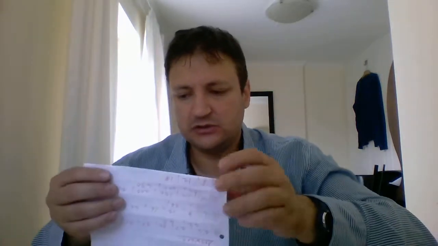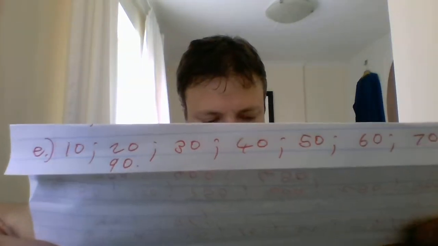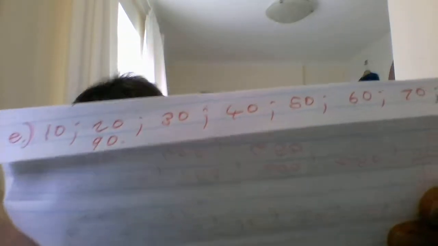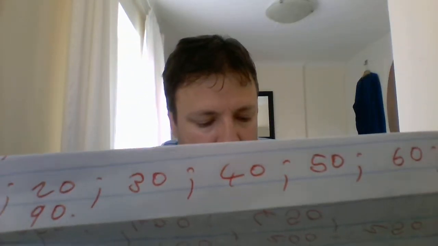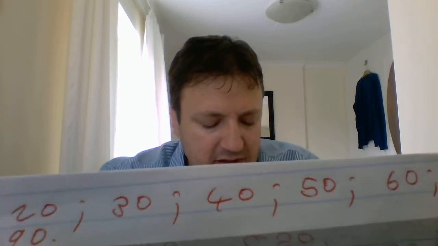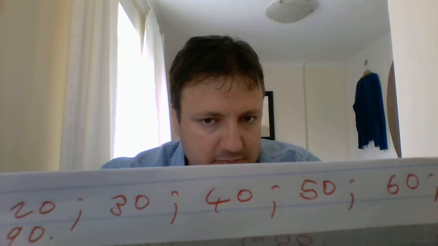And you can test it. 5 goes into 90, and 10 also goes into 90. 5 goes into 80, 10 also goes into 80. 5 goes into 70, 10 also goes into 70. So here are the answers for number E: 10, 20, 30, 40, 50, 60, 70, 80, 90.